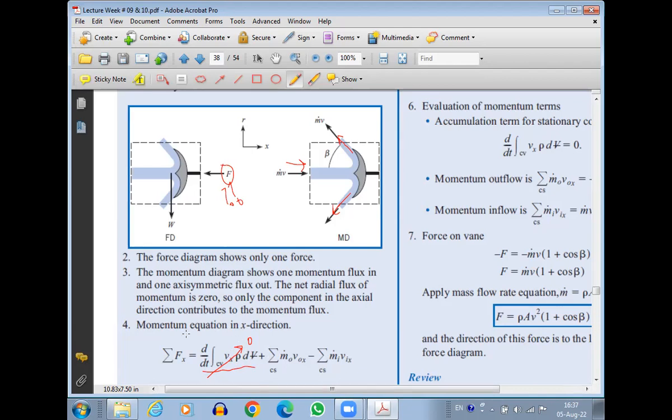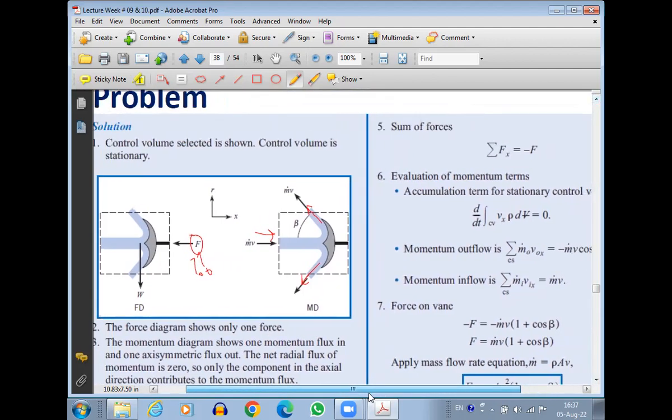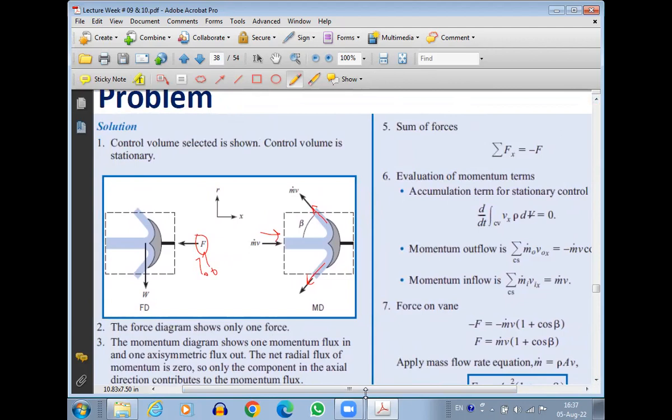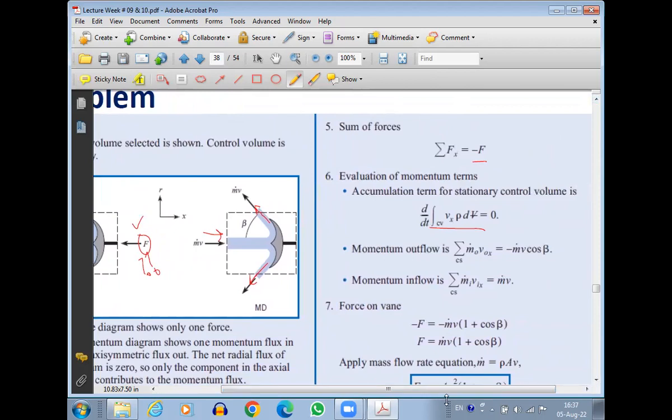So if the momentum accumulation term is zero, let's look at the other terms. Let's talk about the forces. Since we are talking about the forces in the x direction, we have just this force. That's the only force we have. So summation Fx equals negative F. Now let's talk about the momentum outflow. Momentum outflow is whatever fluid is going out of the control volume, and the fluid is going out from all sides.